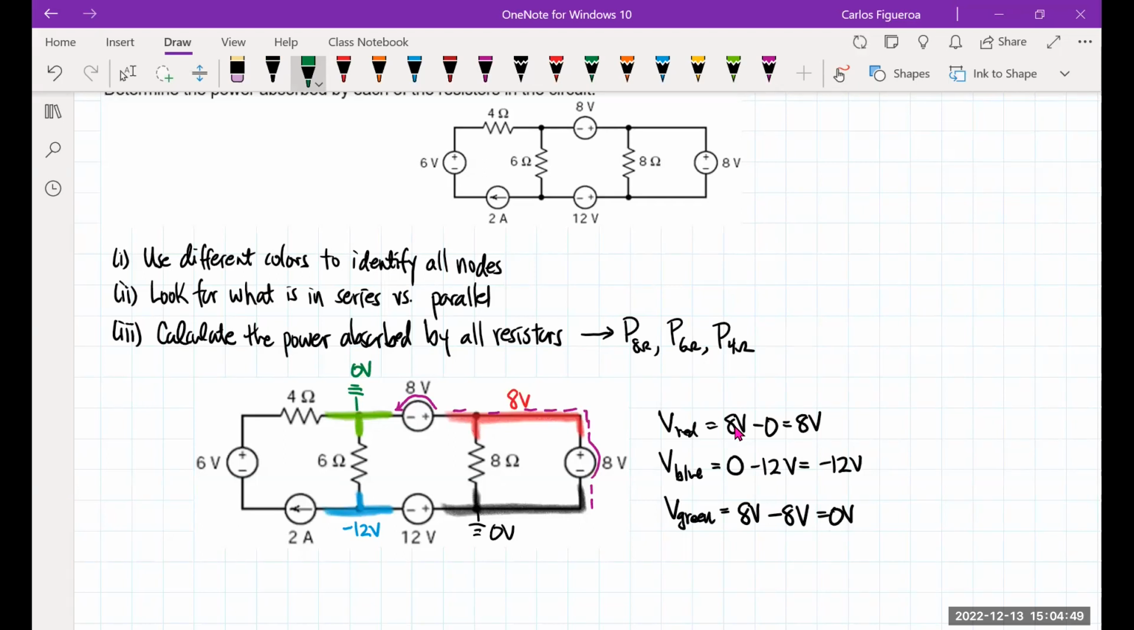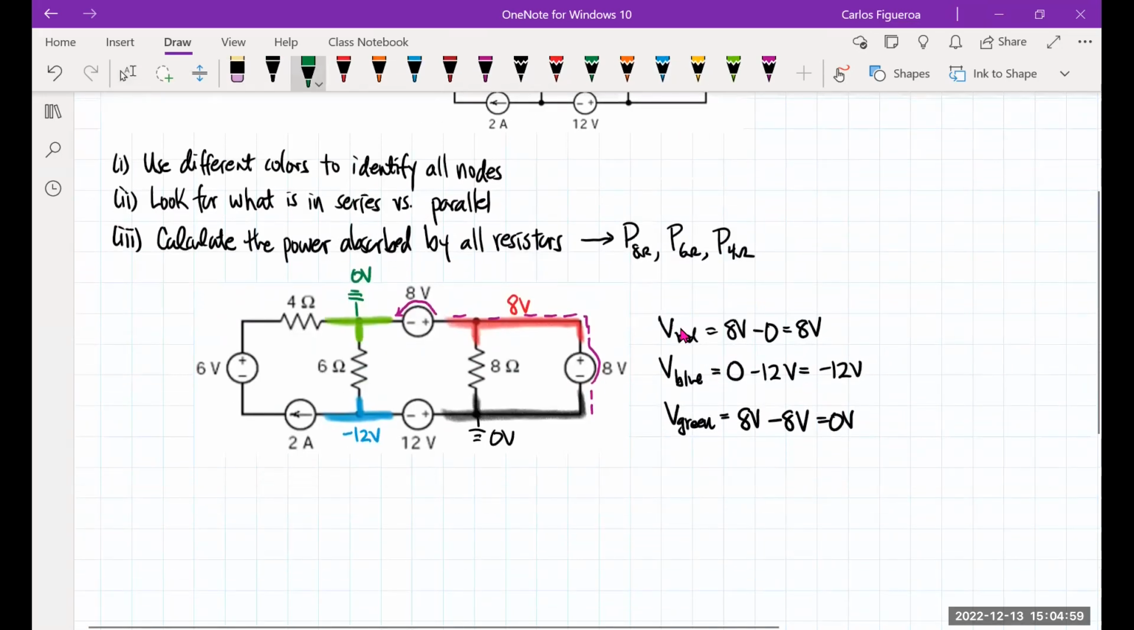So note, I now know the voltages across the 8 ohm and the 6 ohm. So let's go look at that. So for starters here, if I focus on, let's say, the red node, right? If I just color code this to be a little more transparent, this tells me that the voltage of the red, this guy, is 8 volts. So I now know what the voltage is.